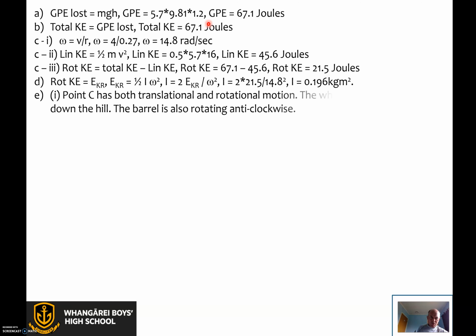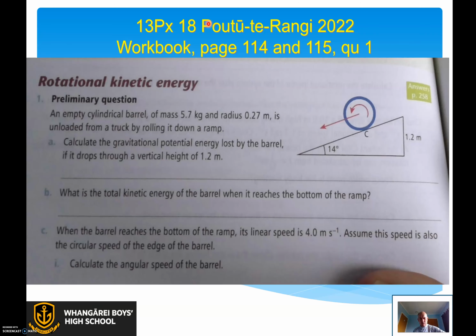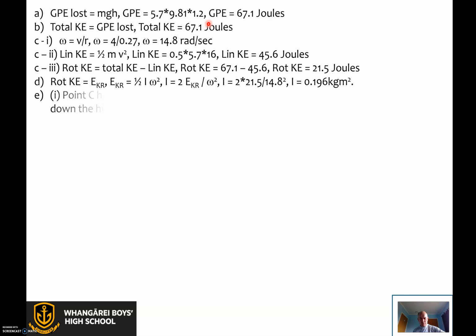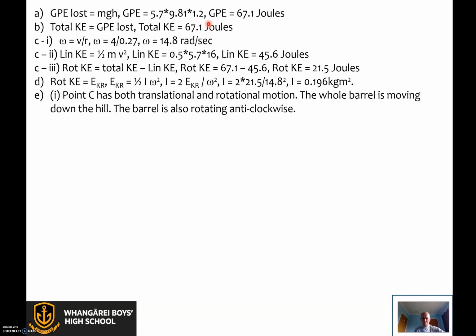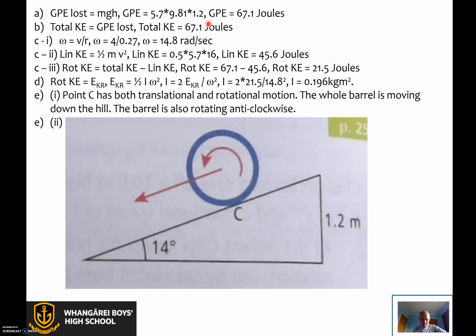Alrighty, so I'm going to look at this. Point C has translational motion and rotational motion. The whole barrel is moving down the hill. And if I just duck back and check, top right to bottom left, my screen, top right to bottom left. So the whole barrel is moving like this. At the same time, the barrel is also rotating anti-clockwise, like that. And so therefore the bottom of the barrel, which I will draw like this, there's the barrel.